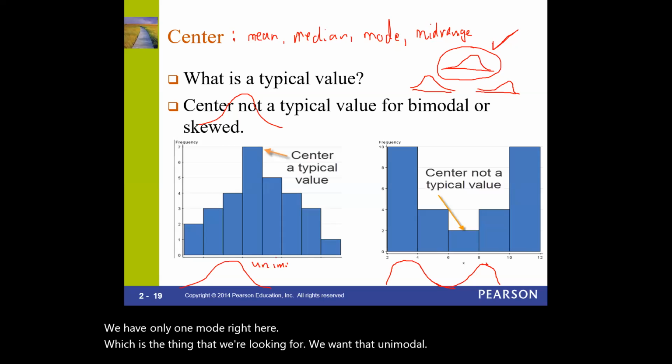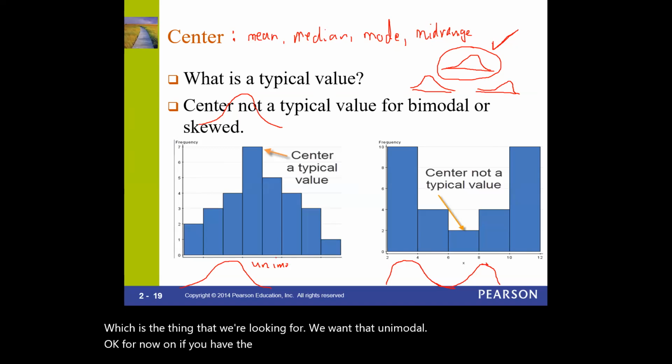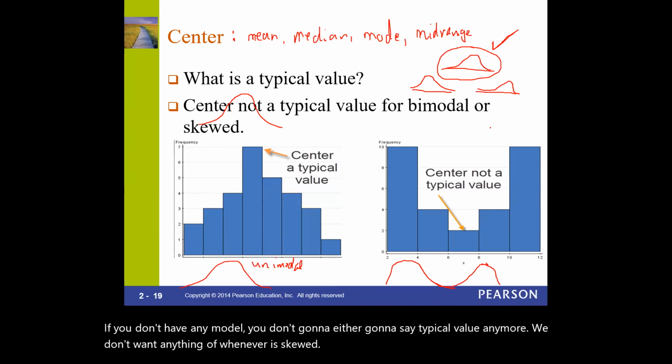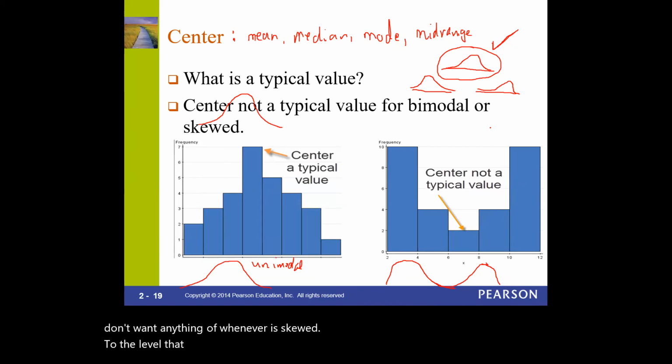Okay. From now on, if you have the unimodal, you can have a typical value. If you don't have a unimodal, you're not going to say typical value anymore. We don't want anything that's skewed to the left or otherwise. We just want the unimodal. Okay.